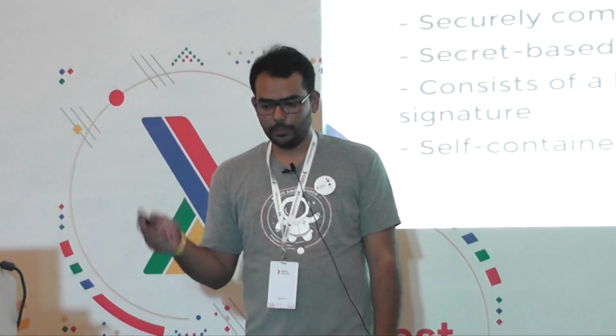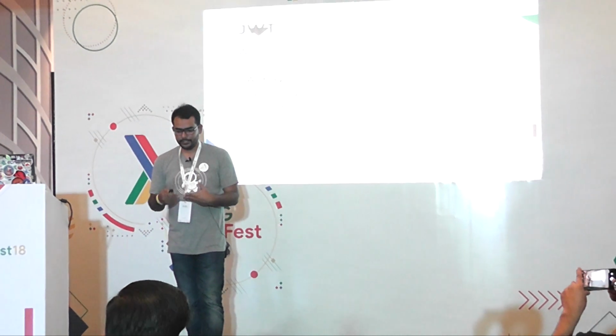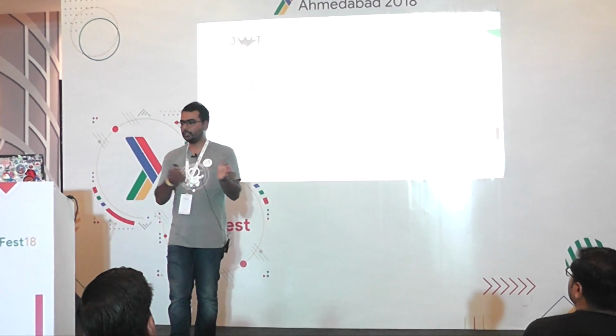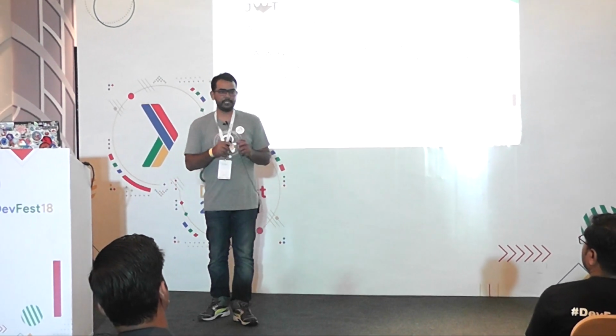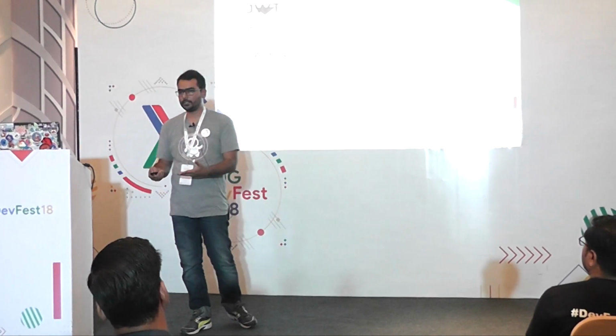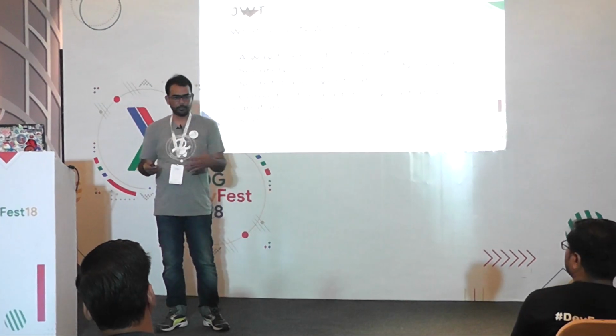To understand securing an API, we must first understand JSON Web Token, right? JSON is JavaScript Object Notation, and Web Token. It's a way of encoding information so that there is secure communication between two JSON objects, or between the servers and the client's data. It is a secret-based validation. You will get to know how it works. Every time you encode something, you put a secret to it. We'll see more about it.